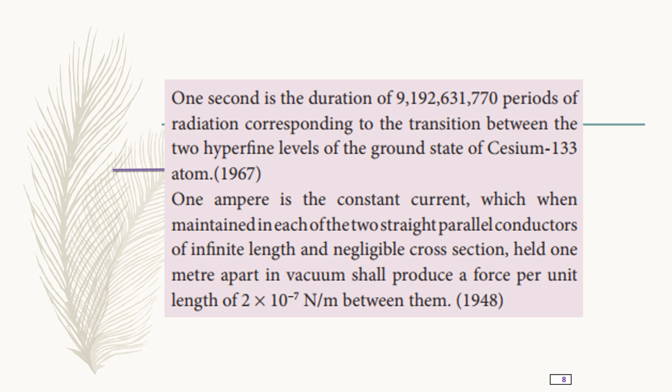Then for electric current, 1 ampere is the constant current which, when maintained in each of two straight parallel conductors of infinite length and negligible cross section held 1 meter apart in vacuum, shall produce a force per unit length of 2 × 10^-7 newton per meter between them.